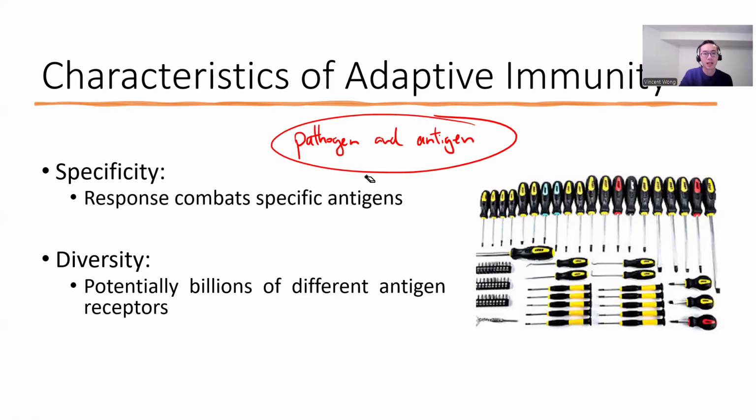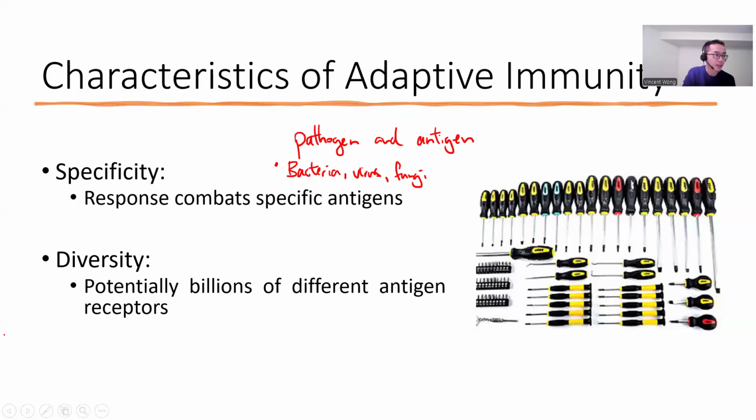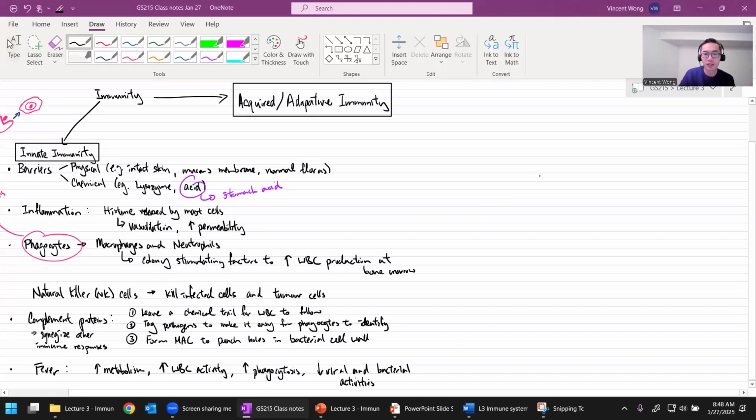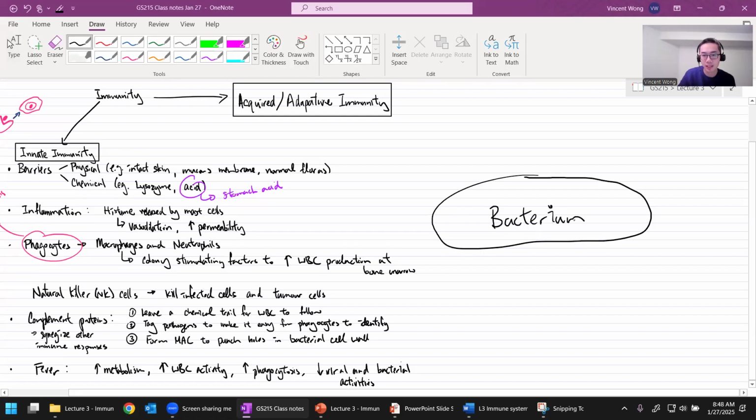Let's explain that. So pathogen is the whole bacteria, for example. Bacteria, virus, fungus, fungi, parasites, whatnot. It's the whole thing. You don't have to draw this. Okay, so this whole thing is a bacterium. Bacterium is singular, bacteria is plural. So this whole thing is the pathogen.